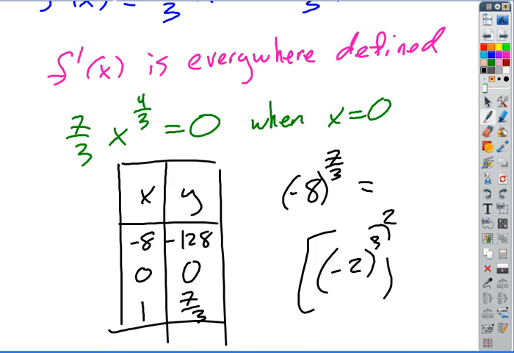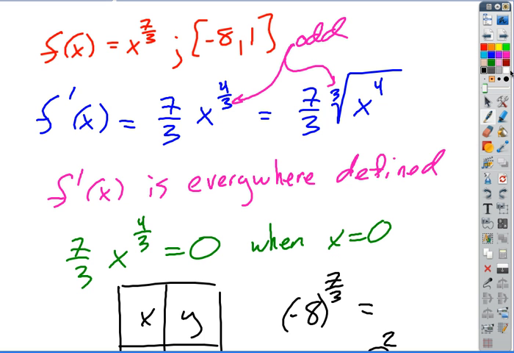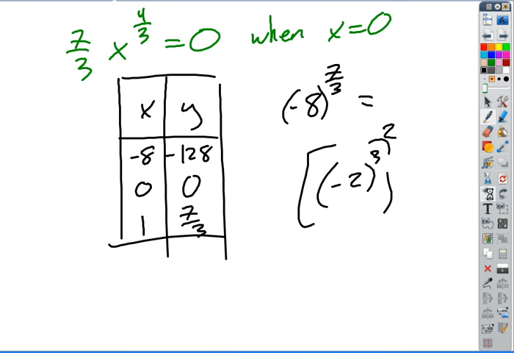If I plug x equals 1 in, oh, sorry. No, I don't. I get 1. I was looking at the wrong one. I was looking at the derivative. Yeah, I just get 1. You're right. My mistake.